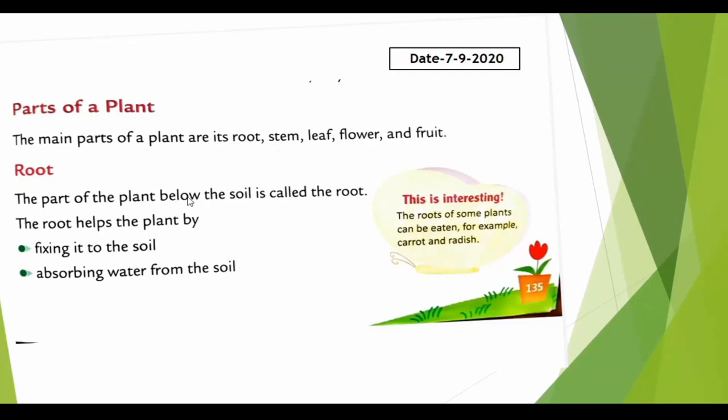You didn't learn yesterday. You didn't read. What did the teacher tell you? You have to practice reading. Yes? Thank you, Rukaiya. Okay.